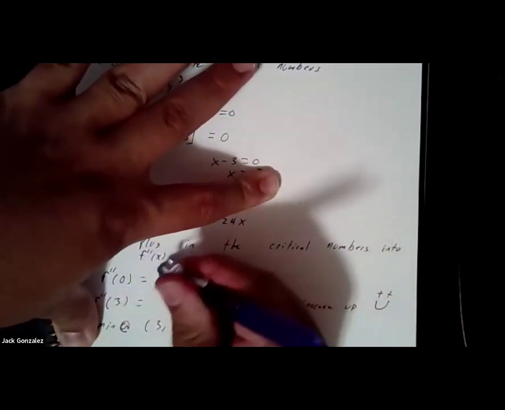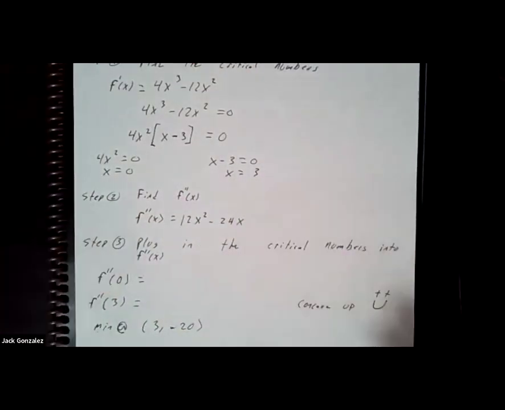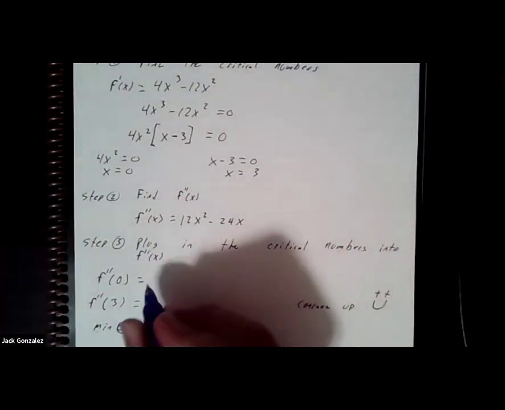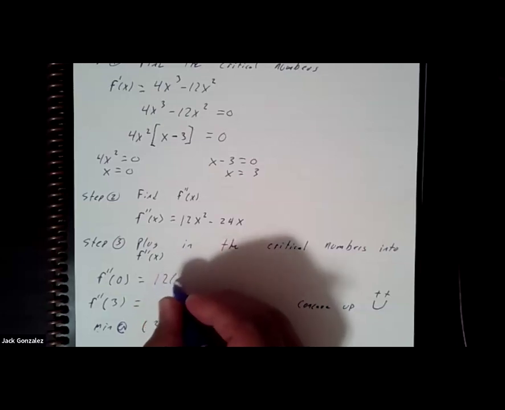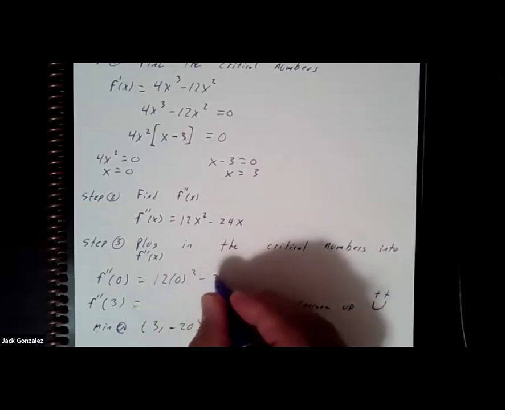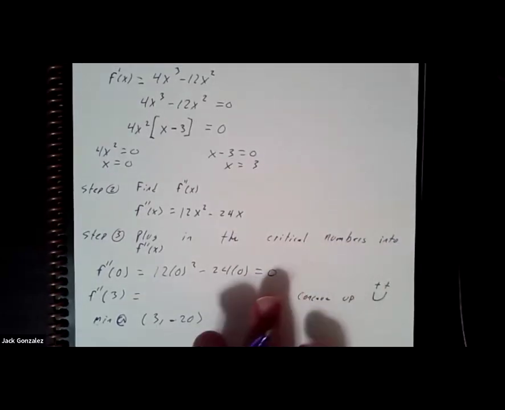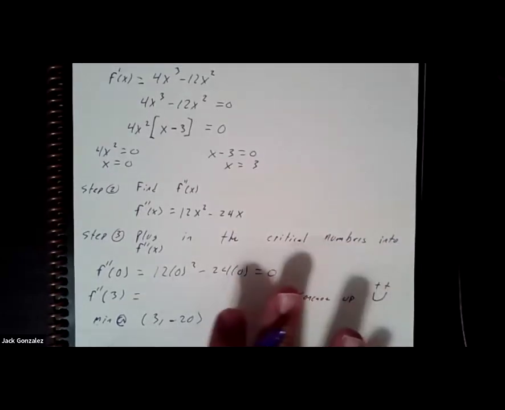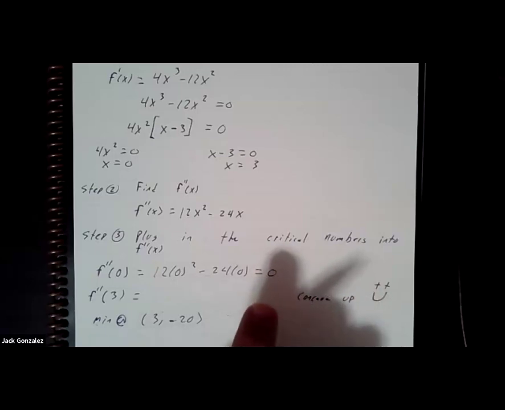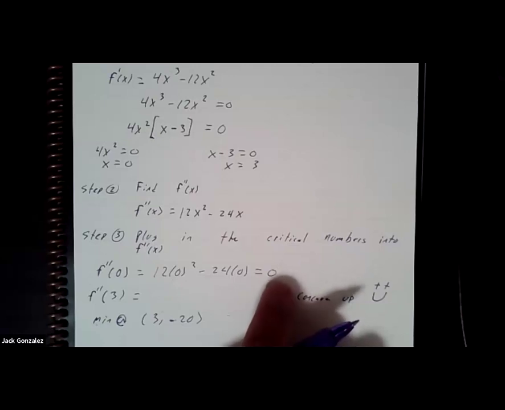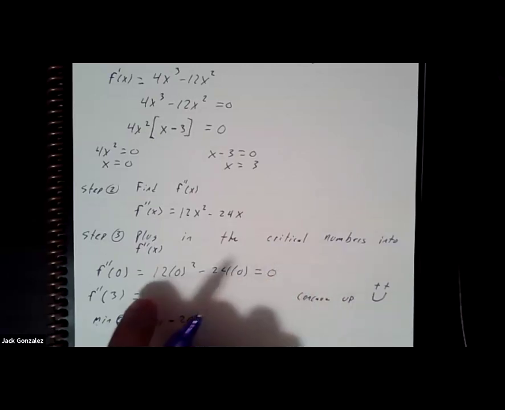Thank you for not working that out. All right. So it'd be 12 times 0 squared minus 24 times 0, equal to 0. That is neither positive nor negative. So that's an inflection point. So now we're going to do 3.